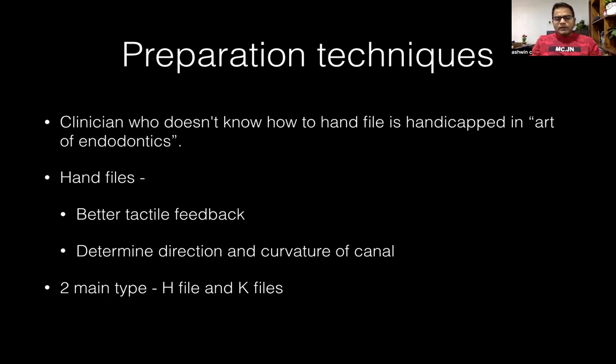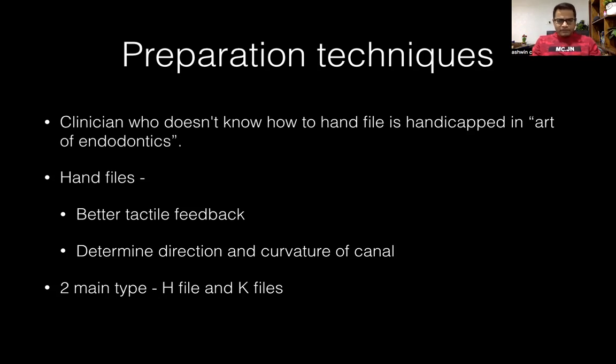The second important advantage is that it helps determine the direction and the curvature of the canal. Like the number 10 K file is so tiny and flexible. Once it goes inside a curved canal, when you pull it out, it will take the shape of the canal. And that is very important. You will get to know in the initial stage of the preparation itself that you have a certain kind of curvature. So you can be cautious and you can choose your file system accordingly.